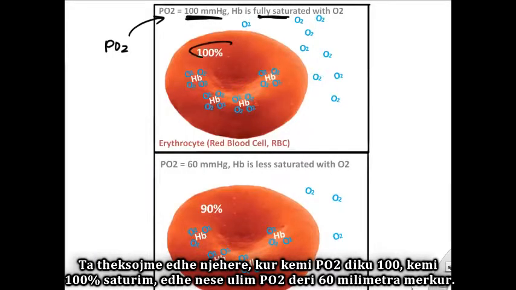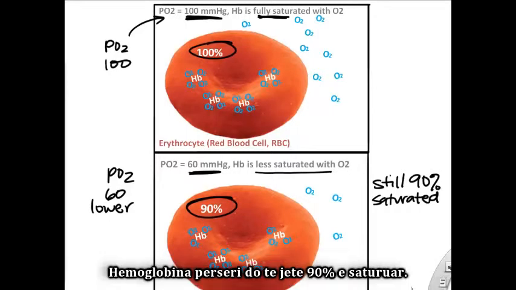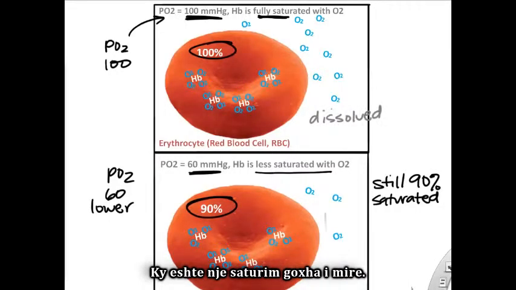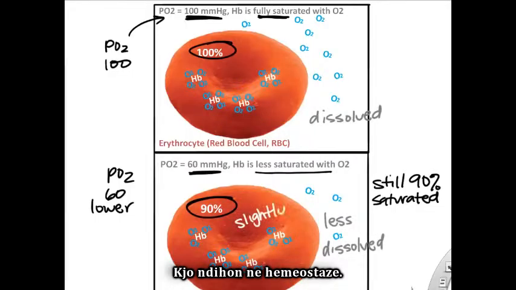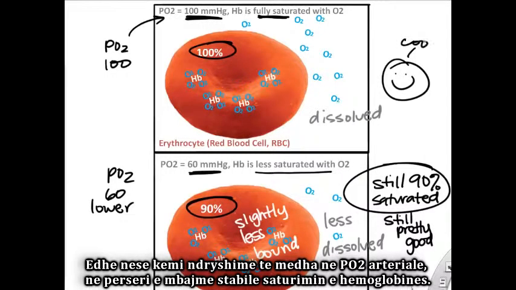Again, to point out, when your PO2 is about 100, you're 100% saturated. Even if we decrease the PO2 all the way down to 60 millimeters of mercury, the hemoglobin is still 90% saturated. That's a pretty good saturation, and it helps in homeostasis. Even if we have large changes in arterial PO2, we still keep a fairly stable saturation of our hemoglobin.